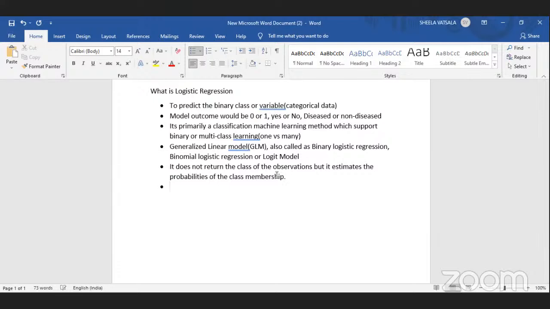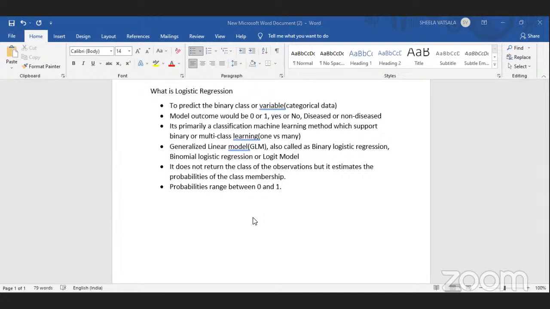Next, how are the probabilities estimated? When we see a linear model, in any simple linear regression or multilinear regression, the values range from minus infinity to plus infinity. But in logistic regression, the probabilities range between 0 and 1. All right.